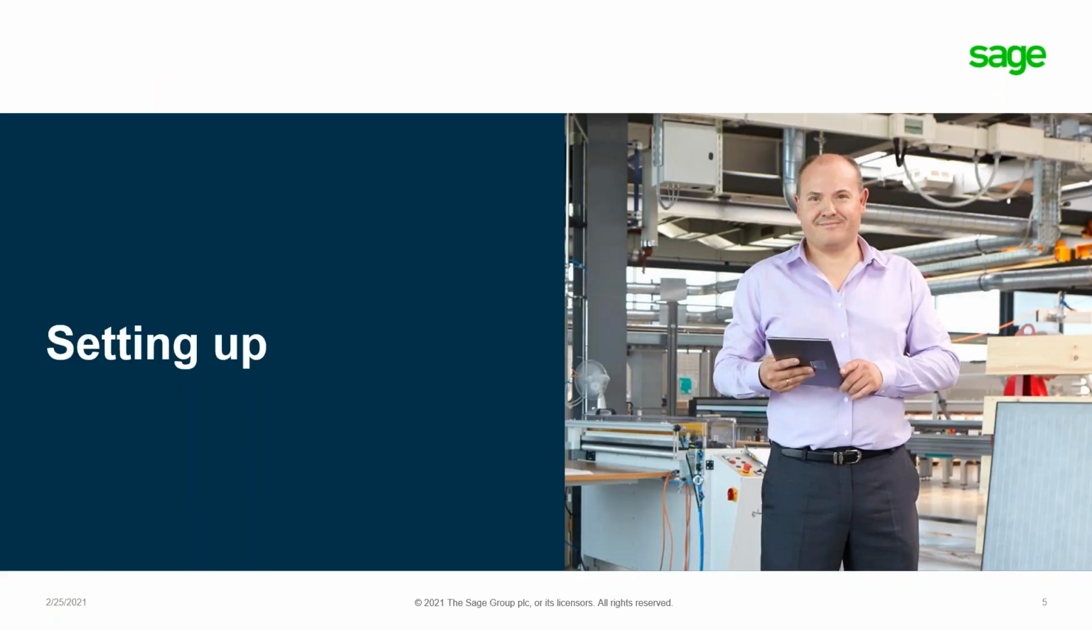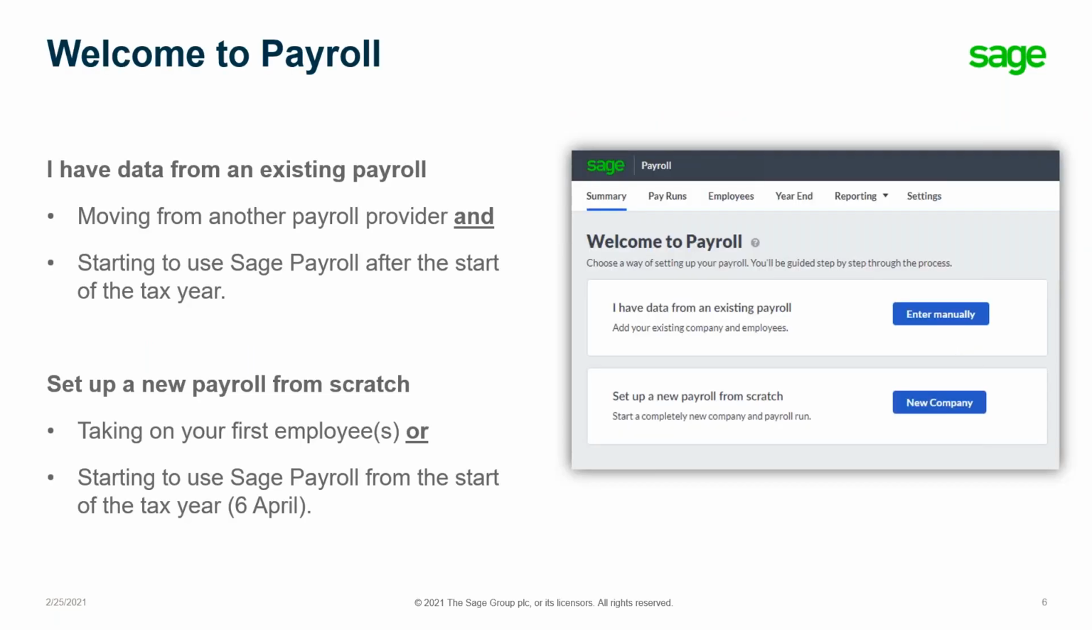So we are now going to move on and take a look at actually setting up the software. And as I alluded to before, there is a couple of scenarios that might apply to you. So when you first add payroll to your subscription, instead of seeing the payroll summary, you will actually see the welcome to payroll screen instead. And currently that gives you two options. There's an option that you have data from an existing payroll, which is where you're moving from another payroll provider, and you're going to start to use Sage Payroll after the beginning of the tax year.